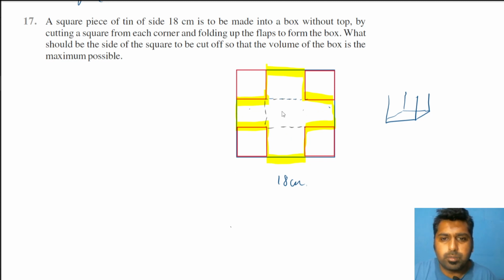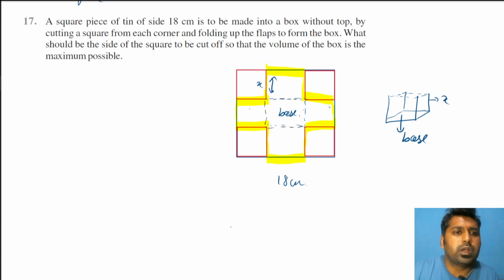The point is this length, the side of the square which you removed, let's say this is x. This will become the height. Interestingly, the rest of the shape in the middle will be a square, and it will act as your base. This is the base I'm talking about. This is the same base.